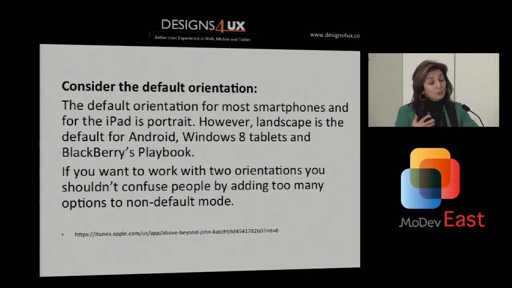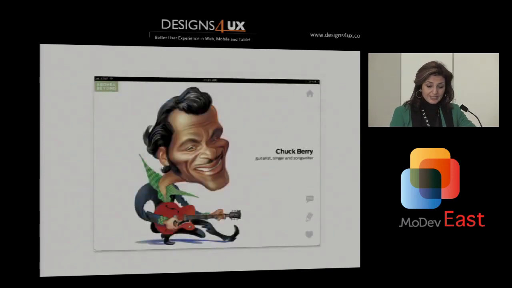If you want to work with two orientations, you have to make sure that you don't confuse users by putting too many options and elements on the non-default mode. For example, this app is a great app, and their default is portrait. But when it comes to landscape, they add so many elements that users get confused, because they cannot see them on the default mode.